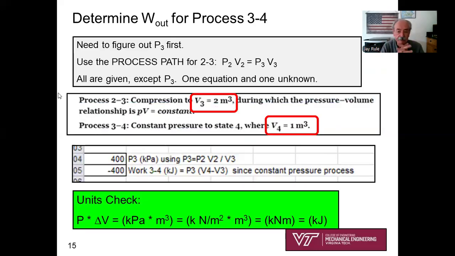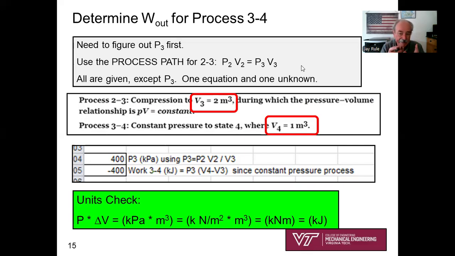Okay, the last one, constant pressure, 2 to 3. We're given that V3 is 2 cubic meters. We're given that V4 is 1 cubic meter. So let's see, the integral of PDV. Shame on me for not writing this out on the slide. Integral PDV for process 3 to 4 is constant pressure, P times V4 minus V3. I need pressure. I need P3, which equals P4.